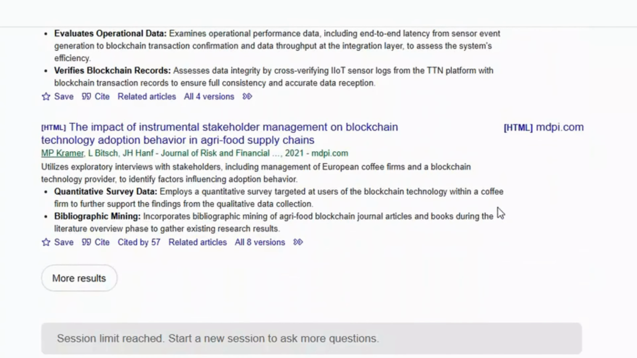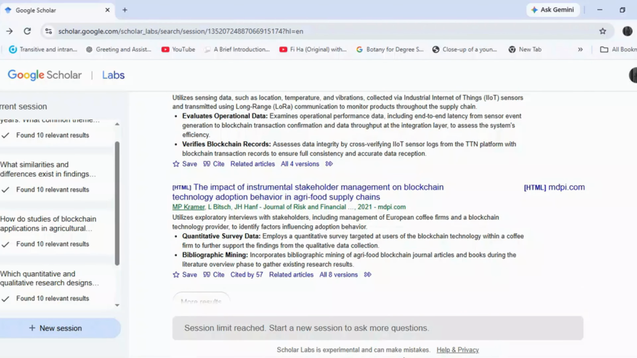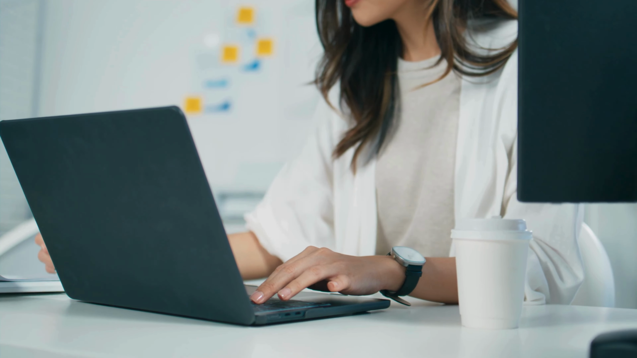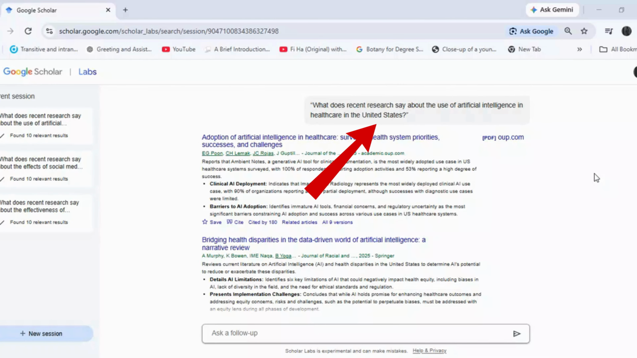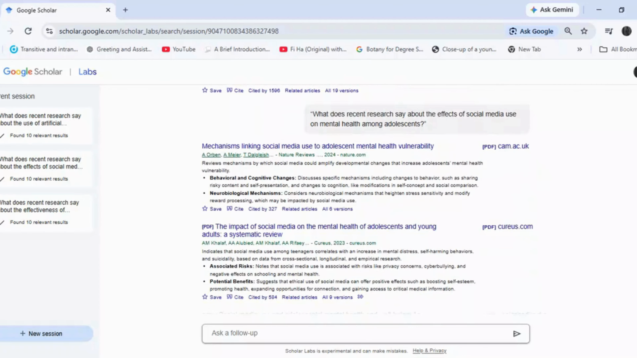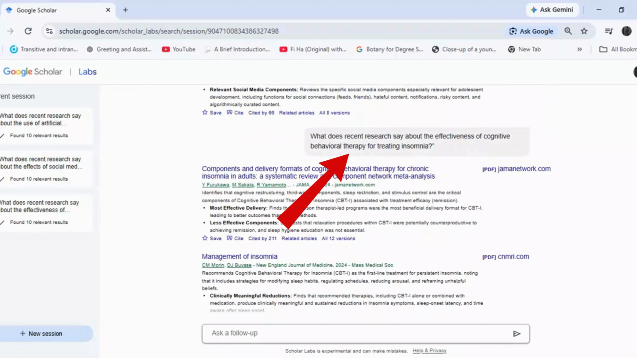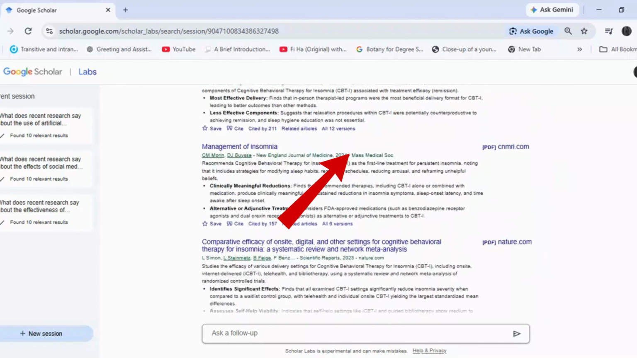This is just a small example of how I used Scholar Labs for research. You can use this tool in many other ways, such as identifying research gaps and limitations, finding studies focused on a specific country or population, exploring specific treatments or interventions, comparing findings across different groups, and investigating many other aspects of a research topic.